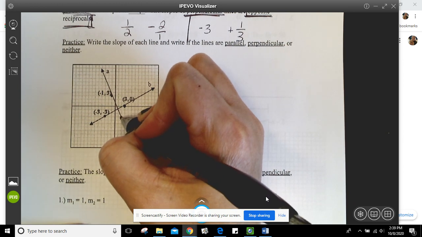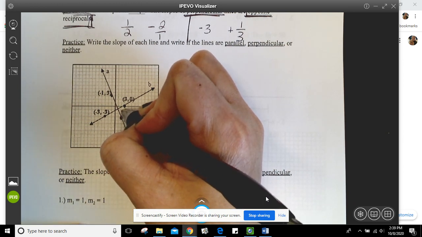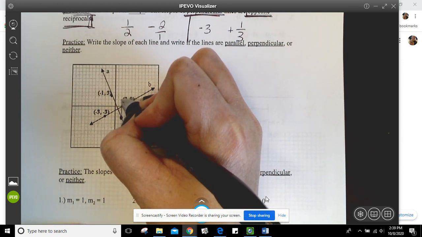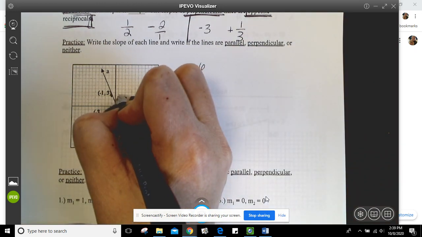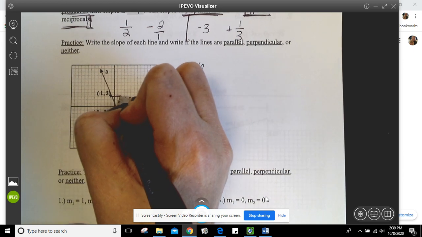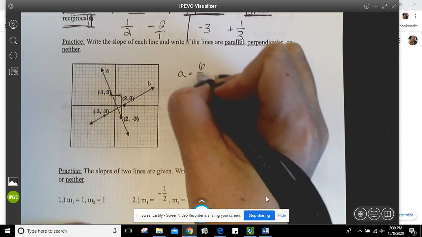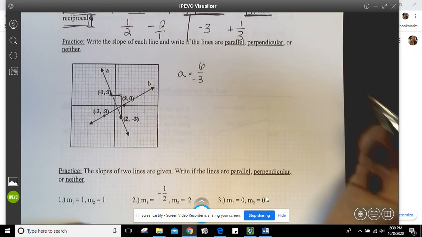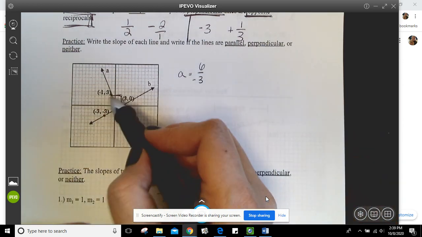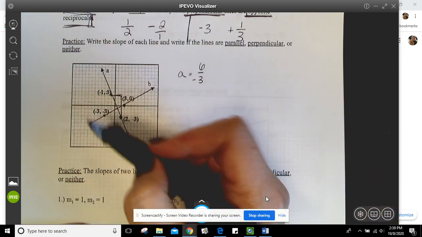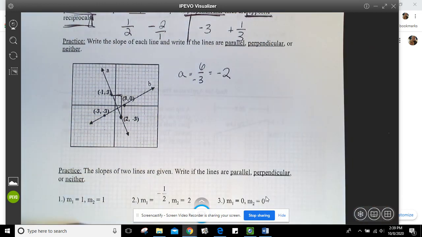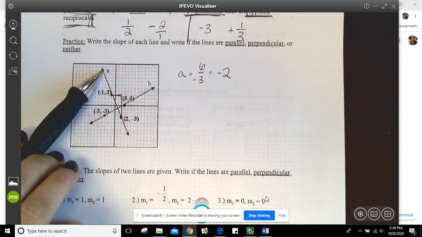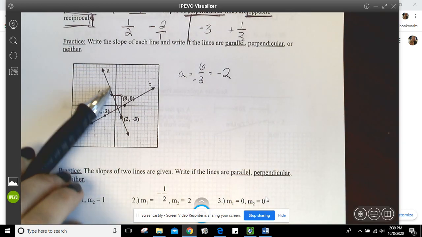So I'm going to start here. I'm going to count up 1, 2, 3, 4, 5, 6. So counted up 6, and then 1, 2, 3, over 3. And then it's negative because I went left, or some people go down, which is also negative. So whether you go down and right or up and left, it should have been -2. A negative slope is something that is falling left to right.